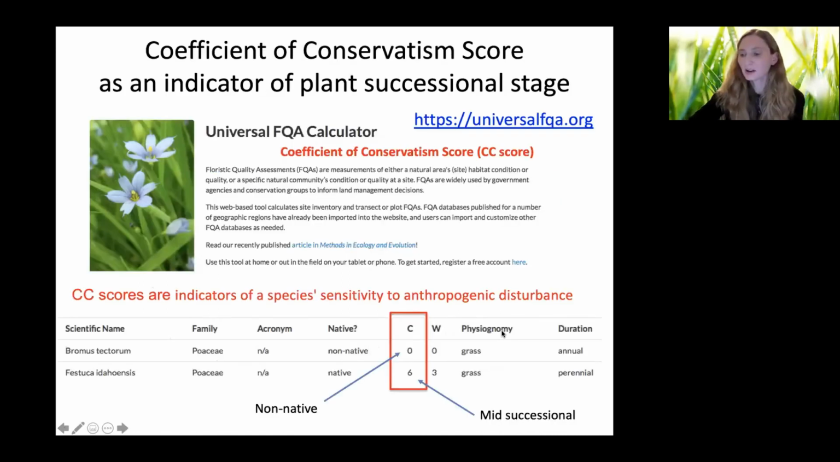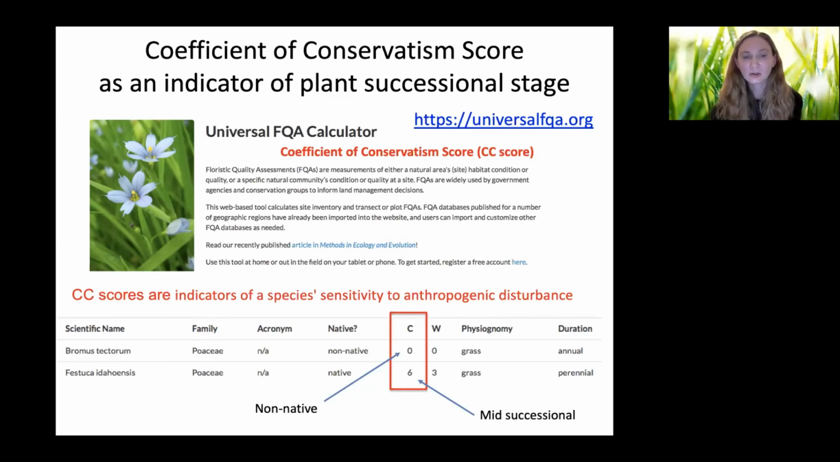So what we did with our data is we assigned these coefficient of conservatism scores to each of the different plant species. And these CC scores can be used as an indicator of plant successional stage. And there's this website that you can go to. It's the Universal Floristic Quality Assessment website. And what you can do is enter in the name of your plant species, and then it gives you a number, a CC score. And these numbers range from 0 to 10.